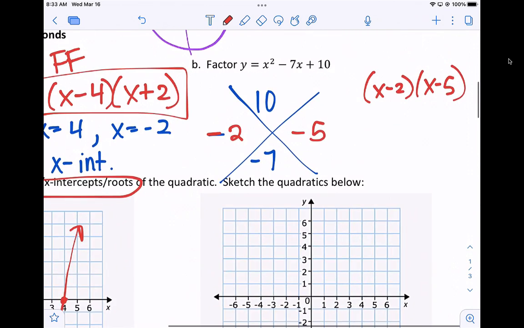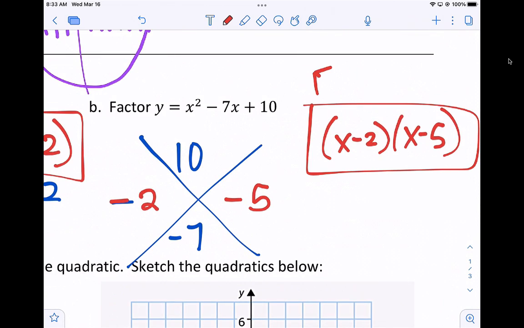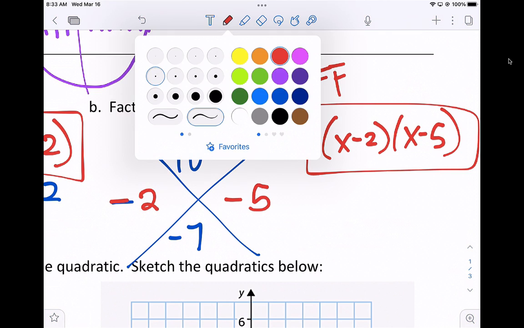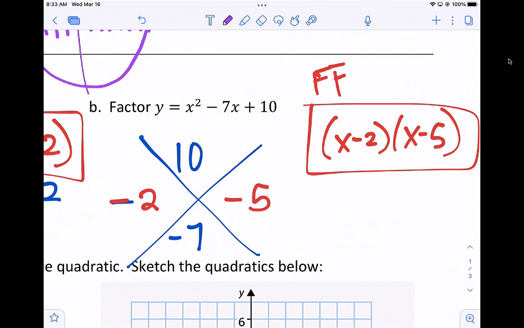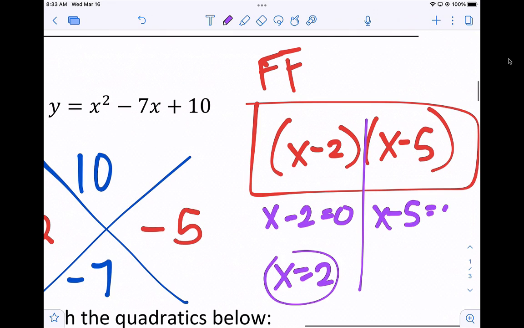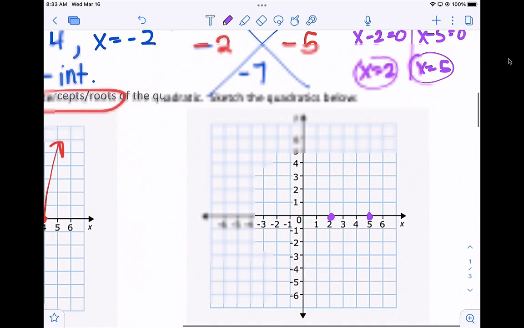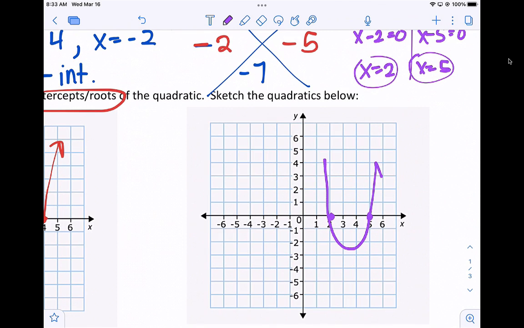All right, our other one, we have x minus 2, x minus 5. Again, this is factored form. Put FF. But if we want to solve it and find the x-intercepts, we would say, all right, what makes x minus 2 equal 0? And that would be 2. And what would make x minus 5 equal 0? And that would be 5. So if we were to graph this quadratic, the x-intercepts are at 2 and 5, and your quadratic would look something like this.